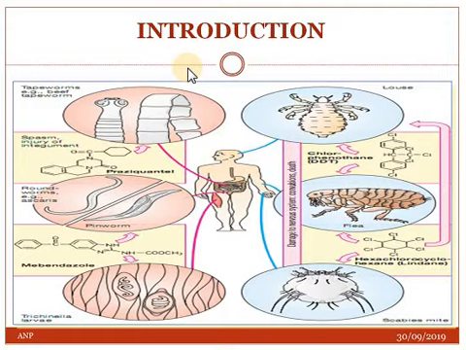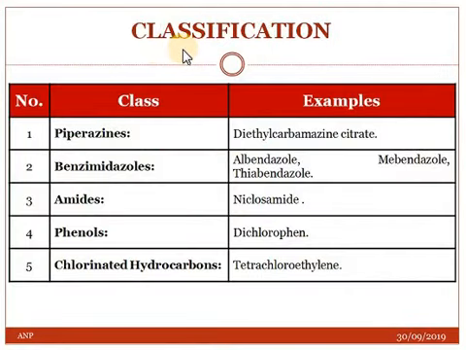Depending upon their action, anthelmintic agents are categorized into two types, that is vermifuges and vermicides. Vermifuges means drugs that expel the worms from the body, and vermicides means drugs that kill the worms inside the body. Classification of anthelmintic agents.